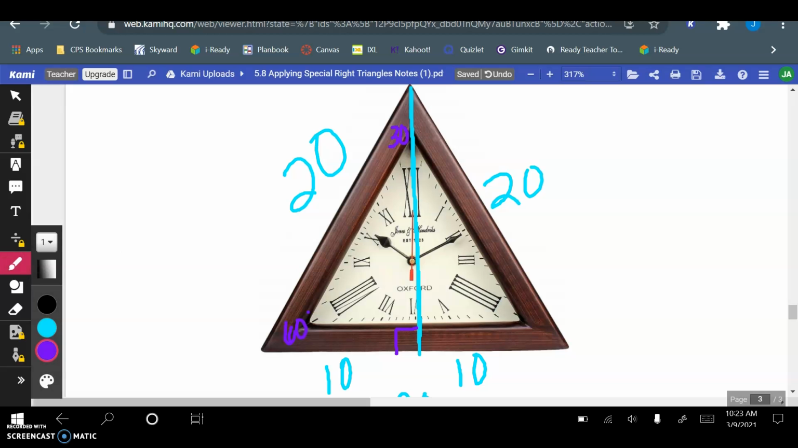So this side is 2 times 10, which is correct. It's 20. We knew that. And then this side is going to be 10 times the square root of 3. So if I type that in my calculator, 10 times the square root of 3, I get roughly 17.3.